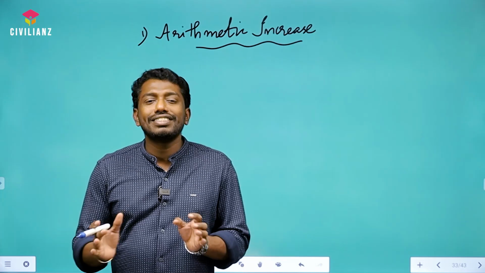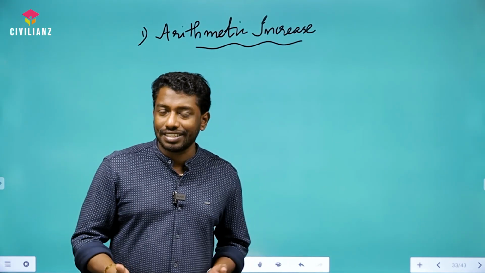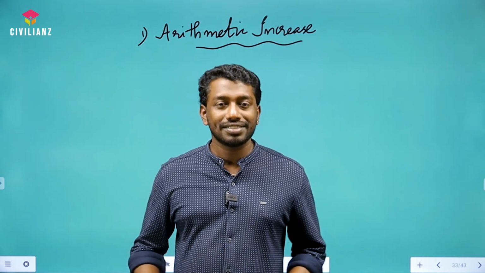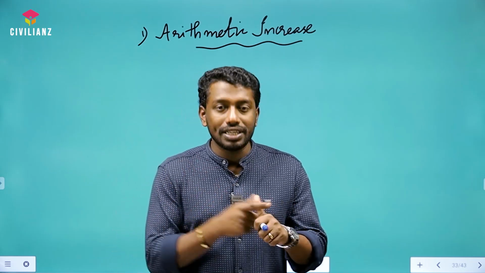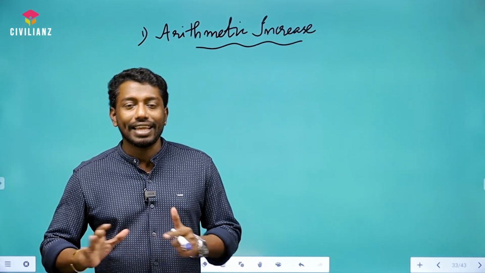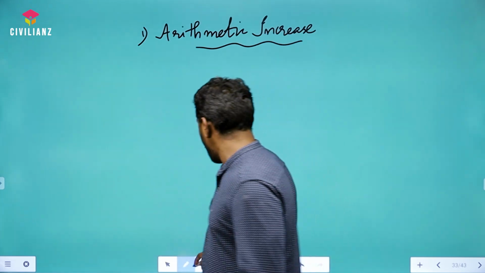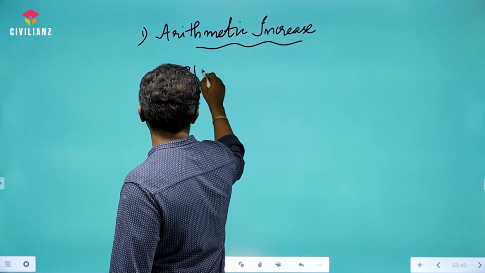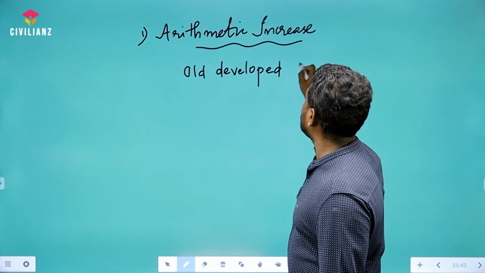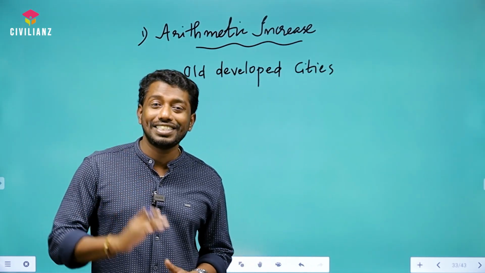Do you know one thing? Different cities can be classified based on their age. Yes, that's correct. Cities can age just like us humans. Some cities will be young, some cities will be old. The arithmetical increase method is suitable for old developed cities. What is the speciality of an old developed city?